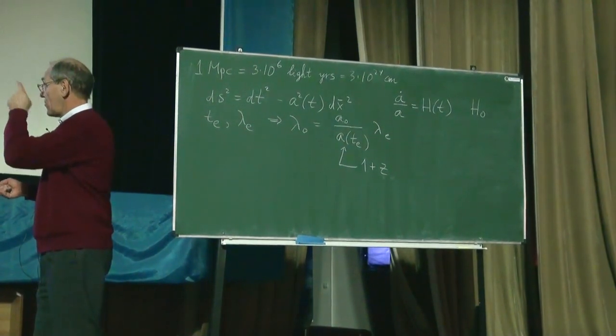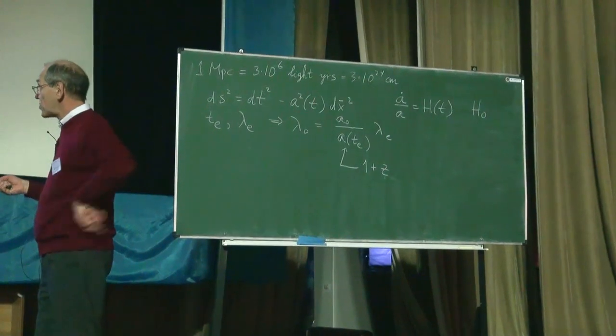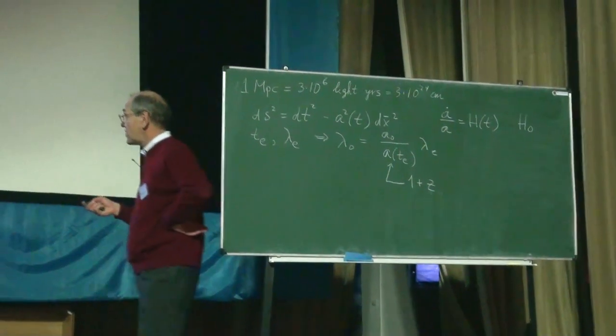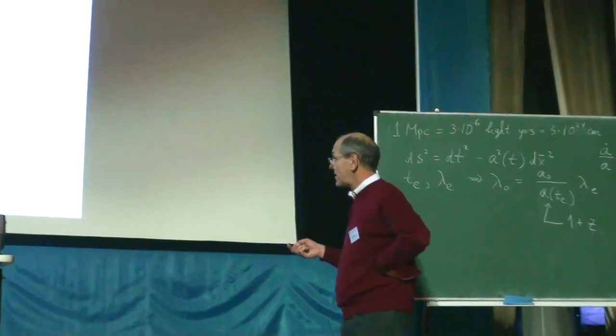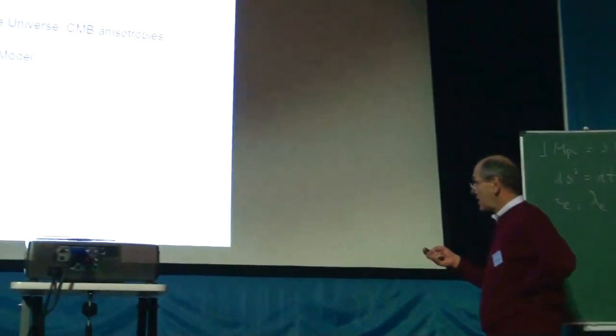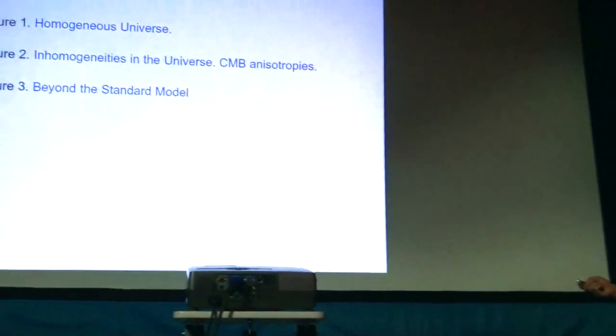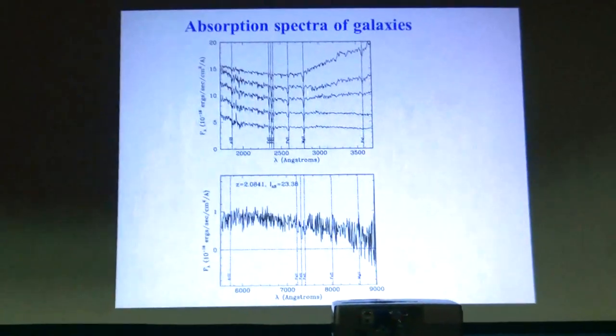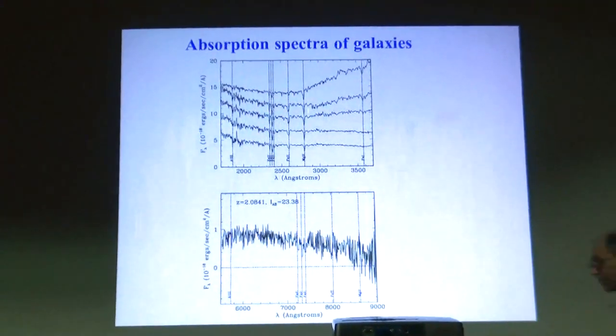That's the outline of my lecture. So today we'll be talking about the homogeneous universe, tomorrow about inhomogeneities and CMB anisotropies, and the third lecture will be understanding. So let's come back to photons.